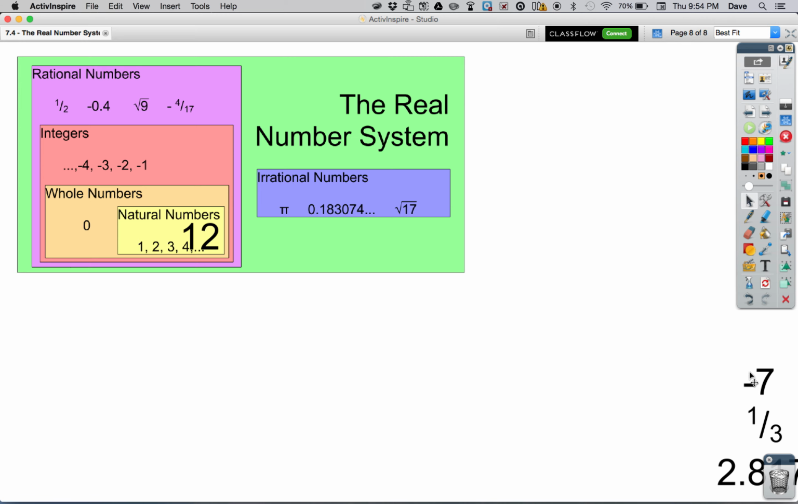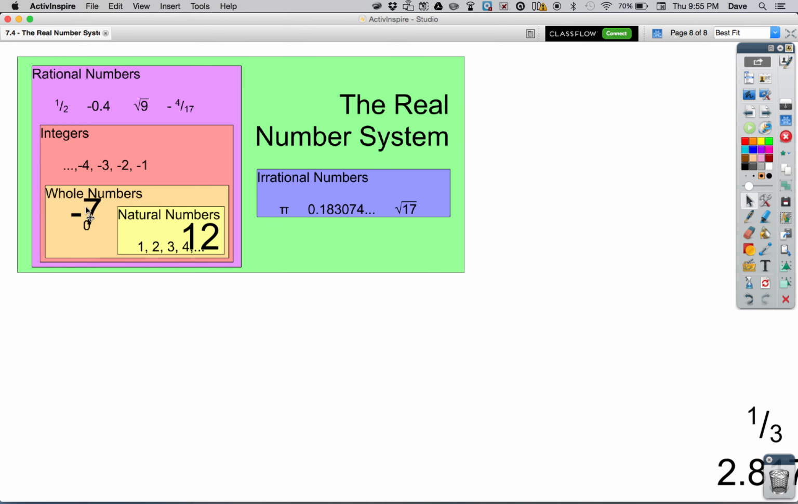Alright, let's take another one. Negative 7. Now once again, negative 7 doesn't have an endless decimal, so it's definitely not an irrational number. So it probably belongs in our rational number category, which makes sense. I can write negative 7 as a fraction, negative 7 over 1. But then is it an integer? Yeah, it's the opposite of one of our whole numbers. Okay, but is it a whole number or a natural number?